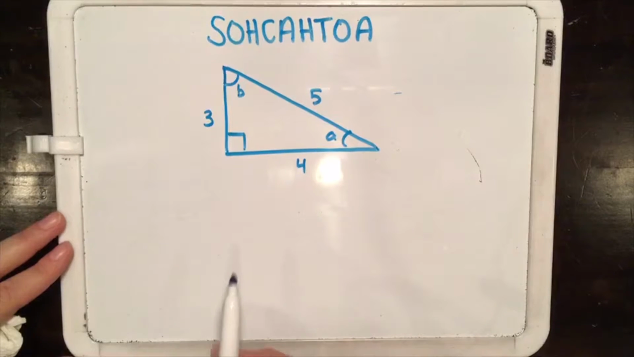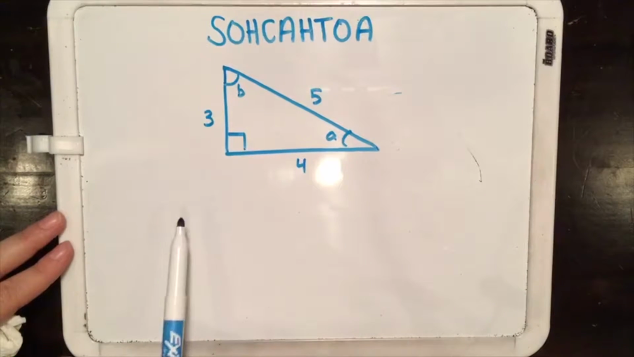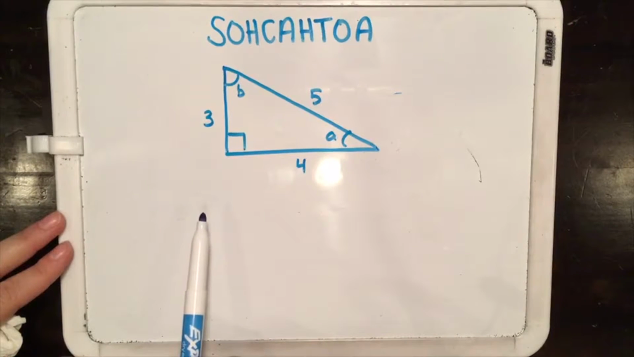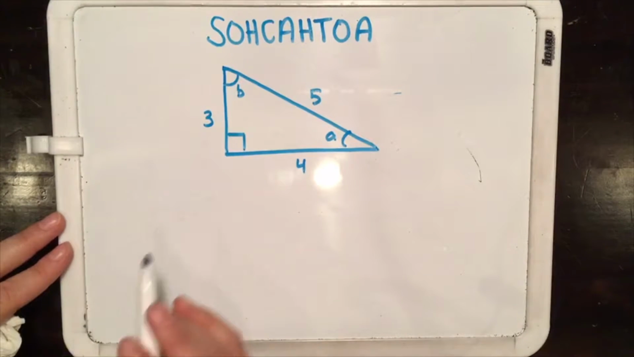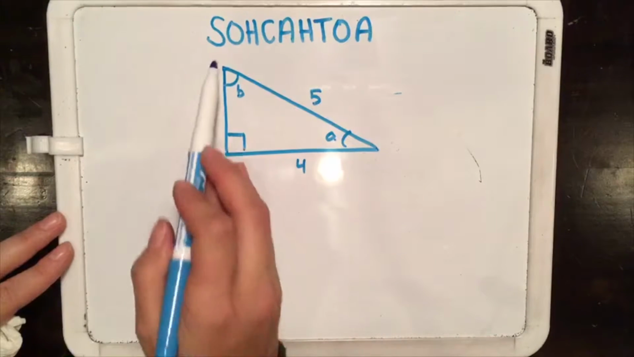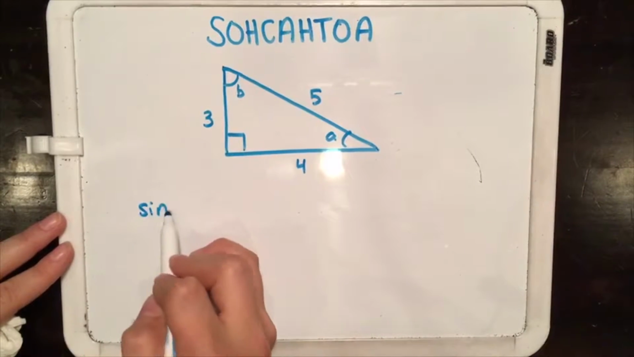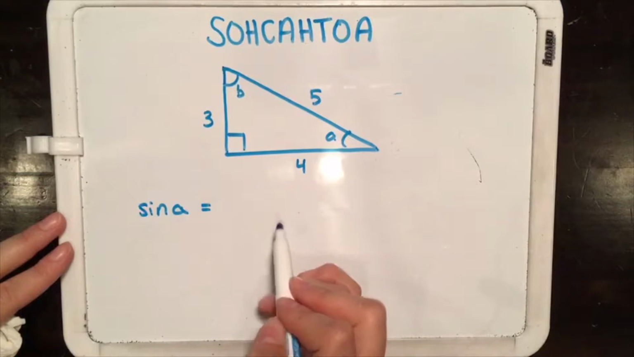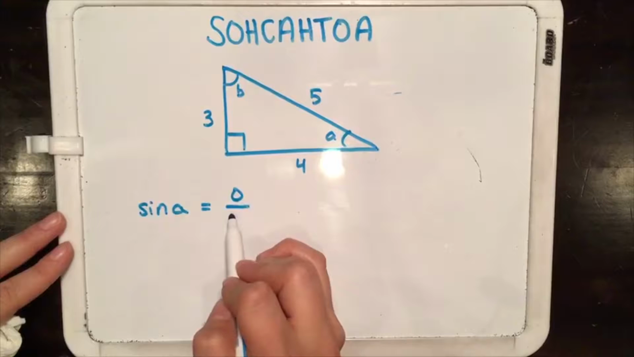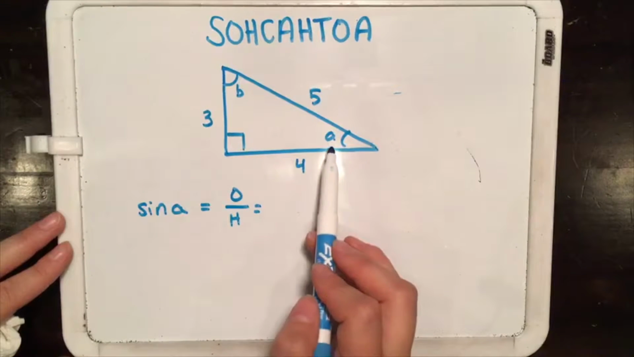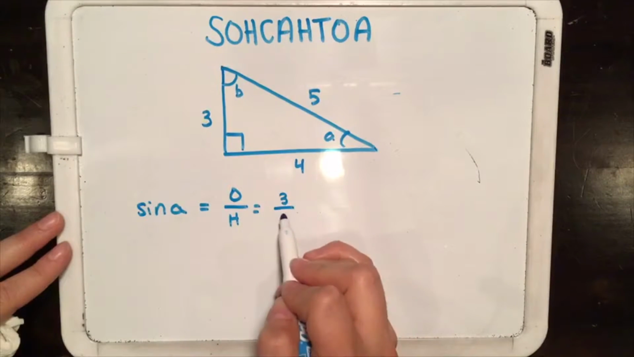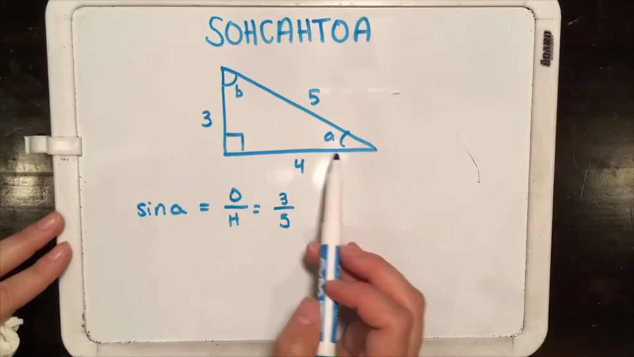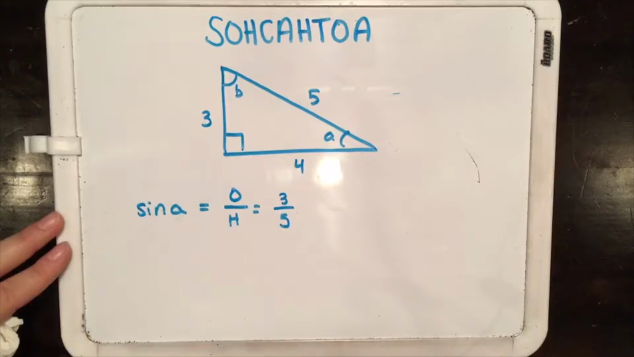Here's an example where there are defined lengths for each side of the right triangle. I'm going to go through and find all of the trigonometric ratios for angle A and also for angle B so we can notice the similarities. Let's start with angle A, and we'll start with S, which stands for sine. And we are doing opposite over hypotenuse. The side that's opposite A is 3, and the hypotenuse is 5. So in this triangle, the sine of angle A is 3 over 5.